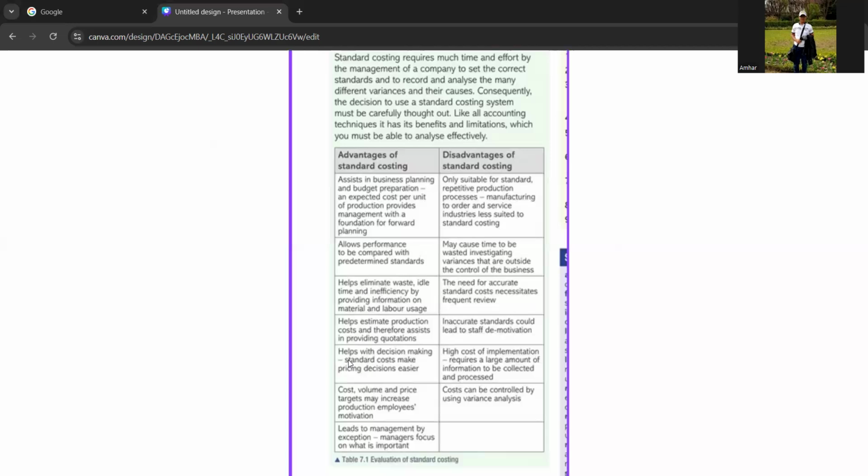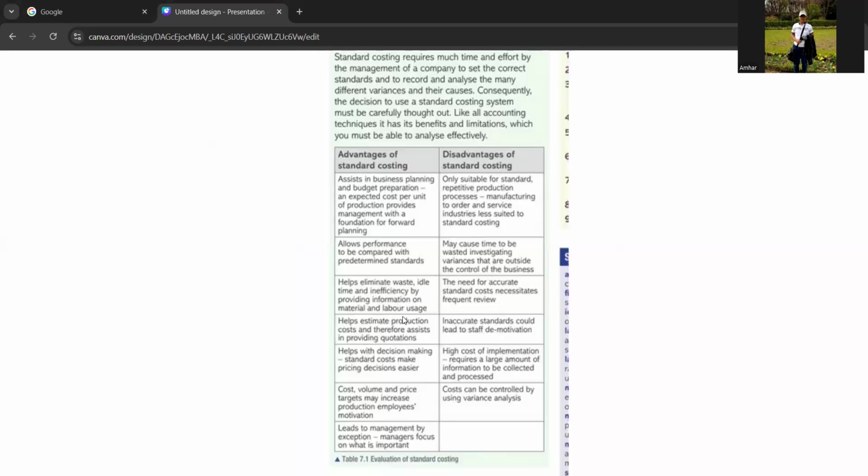And then cost, volume, and price targets may increase production employees' motivation. So when they are motivated, it's good because they will produce more, output level will increase, and it will benefit the company. Okay, and therefore it is an advantage. And then the last one leads to management by exception. So that is what I taught you before. Managers focus on what is important. So that is good, right, for a business? Yeah, it's good.